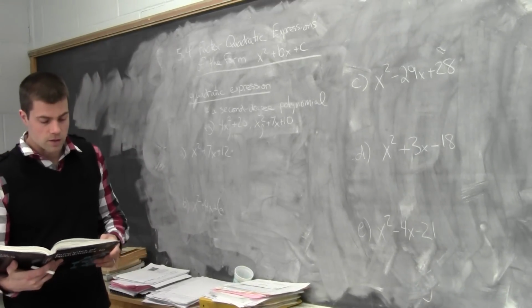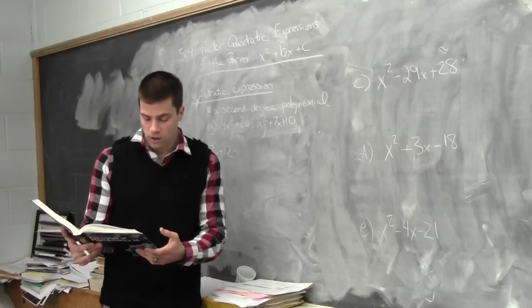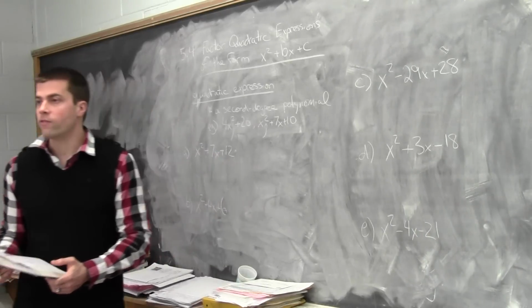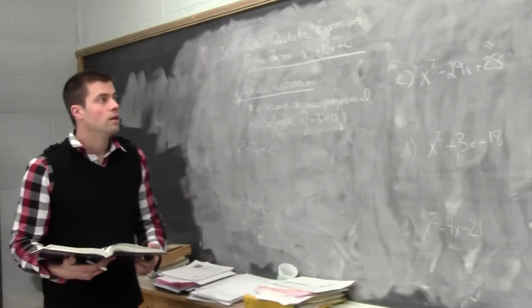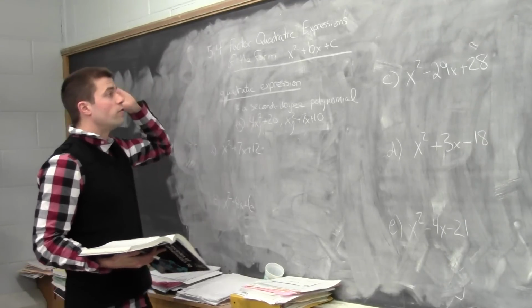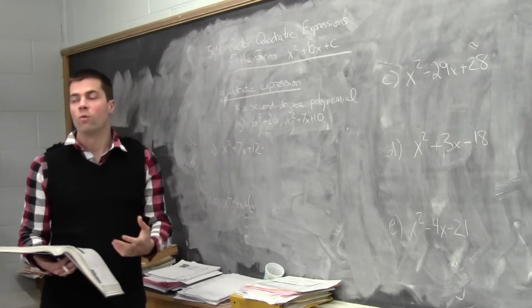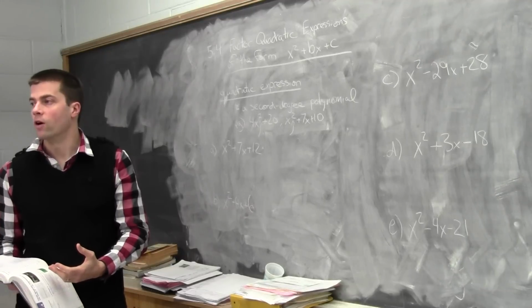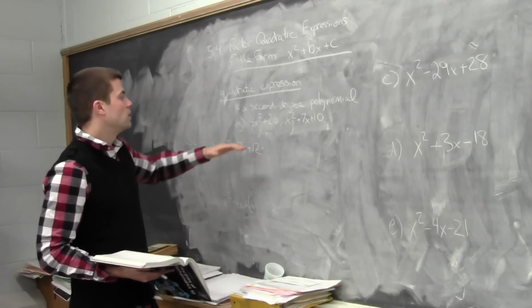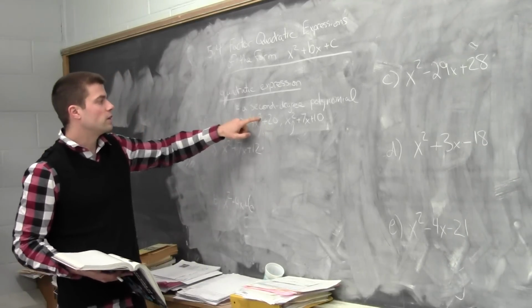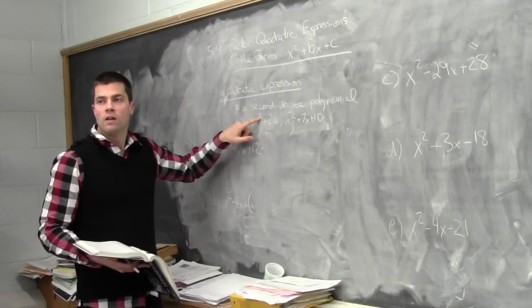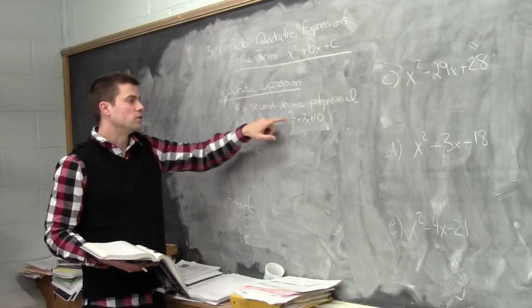Okay, this is section 5.4 in your textbook. We're looking at, again, factoring. This time we're looking at factoring quadratic expressions. Okay, we've talked about what a quadratic expression is before. A quadratic is just an expression where the greatest exponent is a 2, or a square.